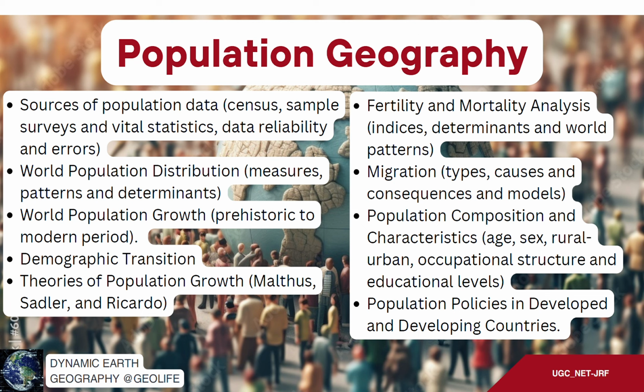Then theories of population growth by Malthus, Sadler, Ricardo, and fertility and mortality analysis indices. Mortality analysis includes the indices, determinants, and world pattern. And then migration, the types, causes, and consequences of models, and population composition and characteristics like age, sex, rural, urban characteristics, occupational structure and educational levels of populations. And then population policies in developed and developing countries all over the world.